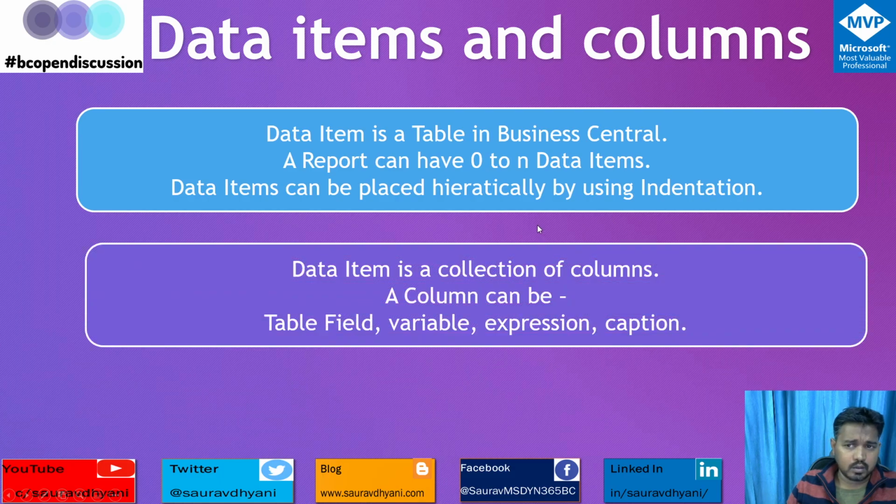The next one is a column. When the data item is equivalent to a table, the very simple logic to understand a column is that it can surely be a field from that table. And a data item is a collection of columns. So inside a data item, there can be one or more columns that you need, or maybe zero columns if you don't need anything over there.